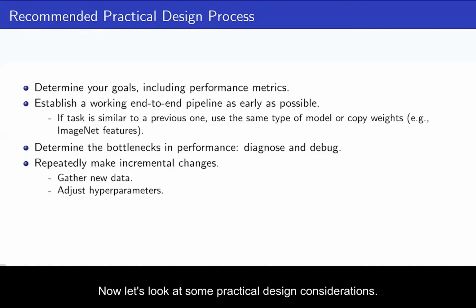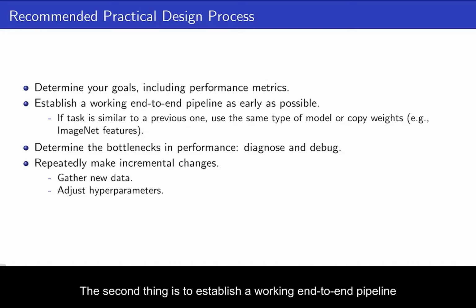Now let's look at some practical design considerations. First, you want to determine your goal and which performance metrics you want to optimize your model for. You shouldn't go create your model and start optimizing it for some random metric and then realize, oh, this is not the right metric for this task that I'm doing. So you should early on know about the standard metrics for different problems, especially for the problem that you're trying to solve, and then go optimize the performance of your model according to this metric.